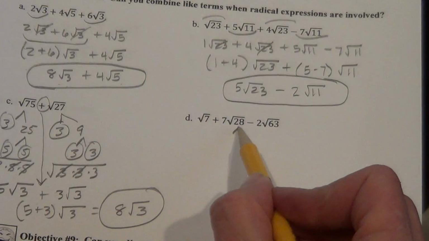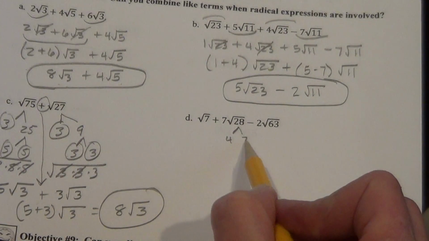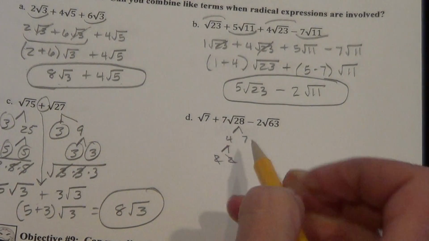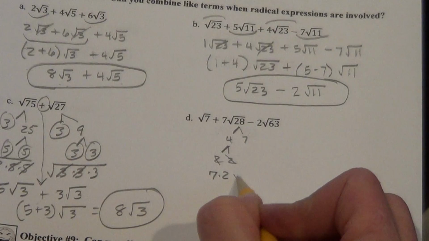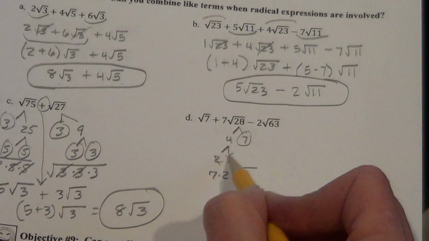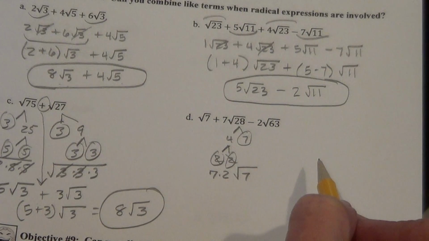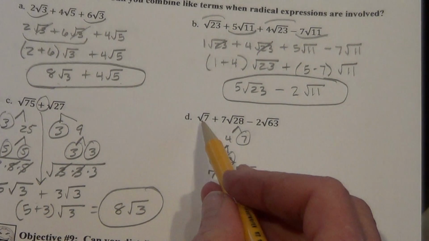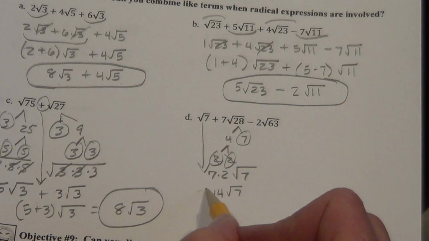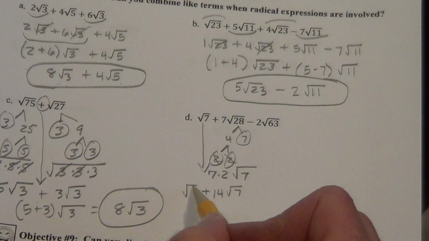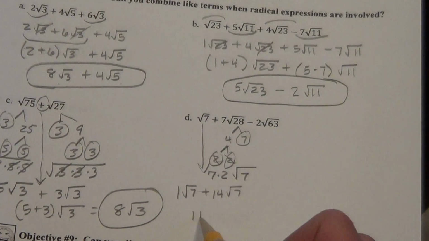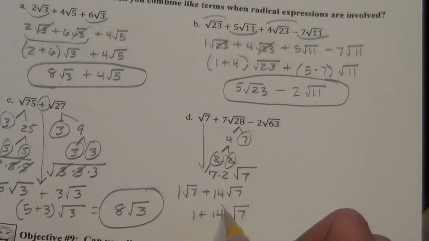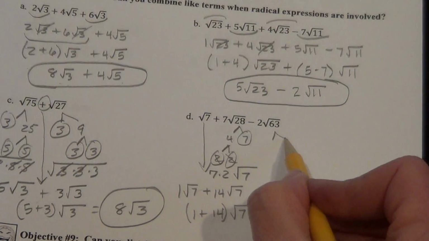So here we have 28, which can be broken down to 4 and 7. 4 can break down to 2 and 2. Those 2's will come out. So we have 7 times 2 on the outside of that, and then the radical 7. Okay? 7 times 2 is 14, radical 7. We can bring down this radical 7. So we have plus 1 radical 7. That'll be 1 plus 14 times radical 7. And now let's see if this breaks down.